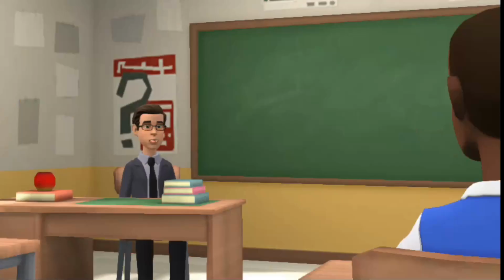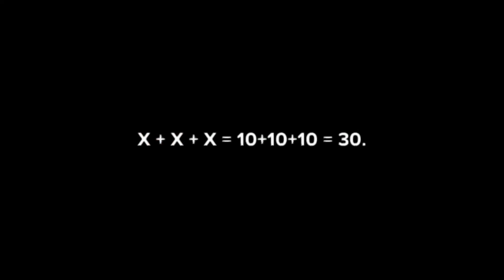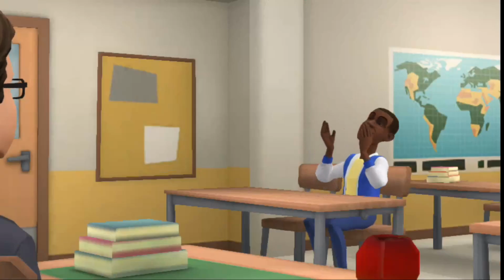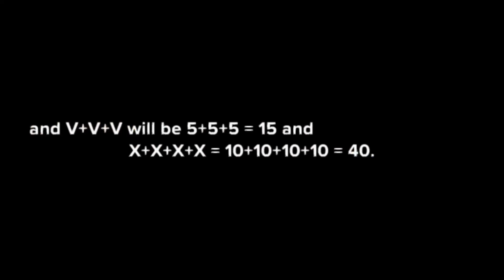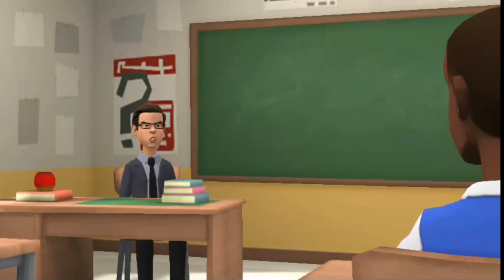Yes. One more question on that. How can we write the Roman numerals III in international form? I plus I plus I equals 1 plus 1 plus 1 equals 3. Okay. And triple X? X plus X plus X equals 10 plus 10 plus 10 equals 30. Good, Scott. And V plus V plus V will be 5 plus 5 plus 5 equals 15, and X plus X plus X plus X equals 10 plus 10 plus 10 plus 10 equals 40. Is it right? No, Scott, you are wrong.